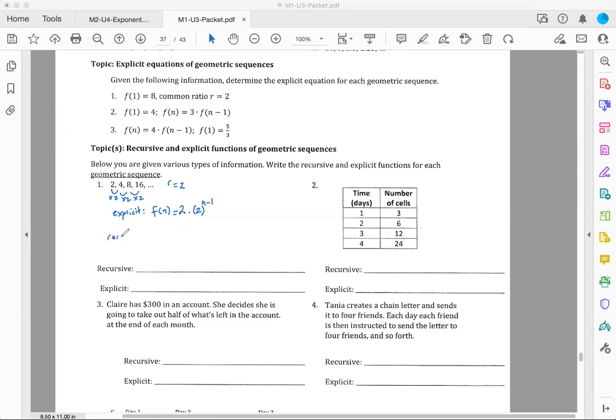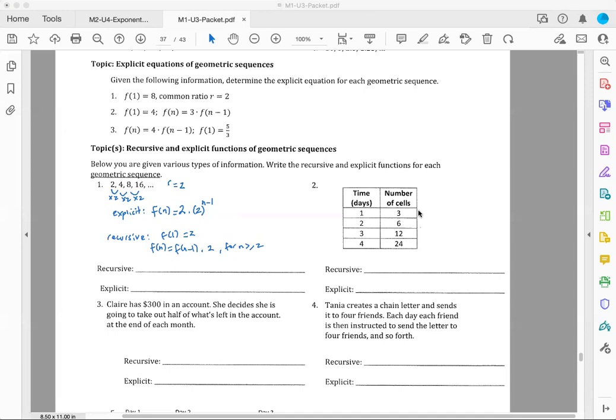Recursive always starts with f of 1. Always. So you always have to state f of 1 first, which is 2. And then you would say f of n equals f of n minus 1 times 2. And then you would have to state for n greater or equal to 2. I should have put this information down here. I missed it, but it's fine. So that's for the first example.